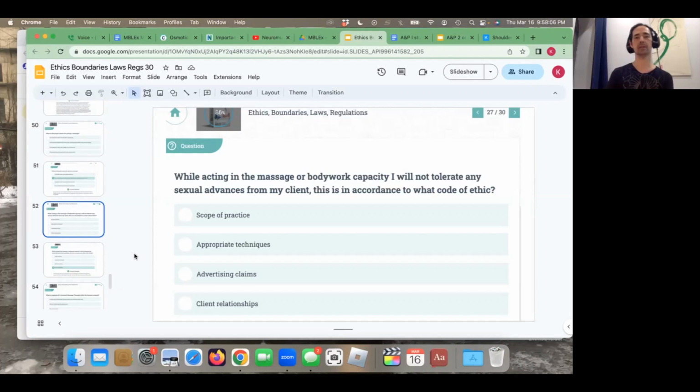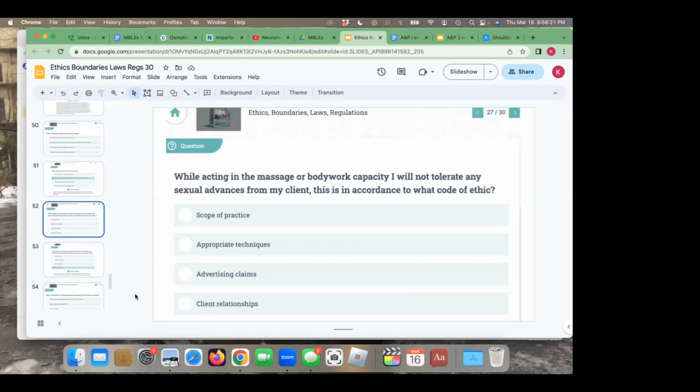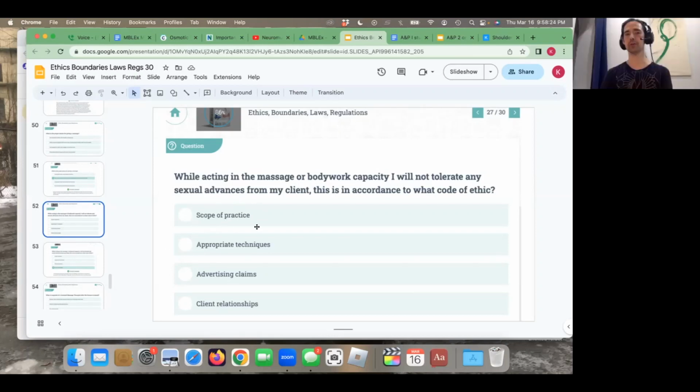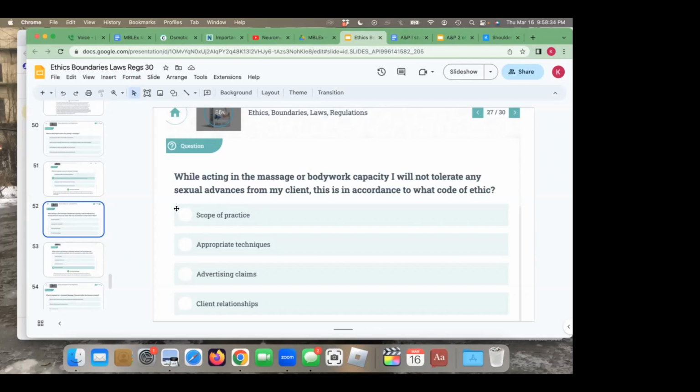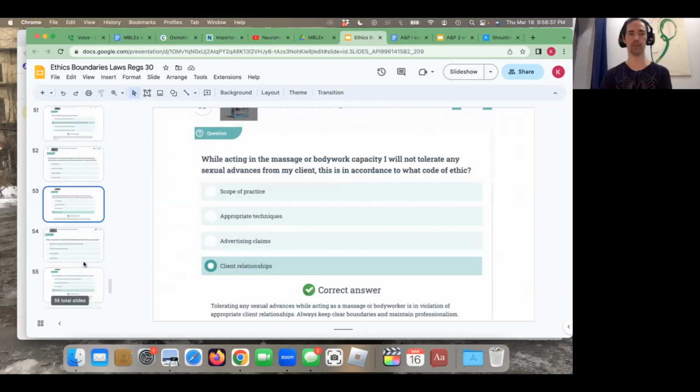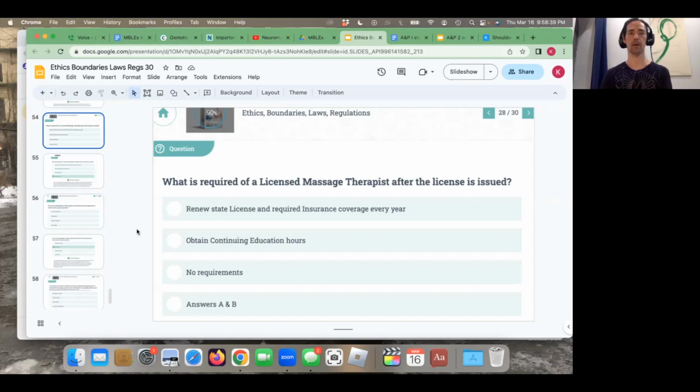While acting in the massage or bodywork capacity, I will not tolerate any sexual advances from my client. This is in accordance with which code of ethic? The scope of practice, appropriate techniques, advertising claims, or client relationships? Scope of practice? Scope of practice is what your state says you're qualified to do, what you can and cannot do. For example, massage compared to diagnosing a disease. So client relationship? Client relationship. Yeah, client relationship. A lot of questions like that are really just process of elimination.